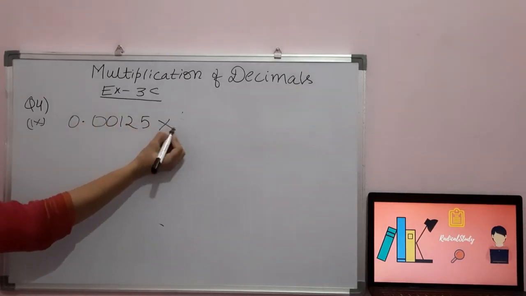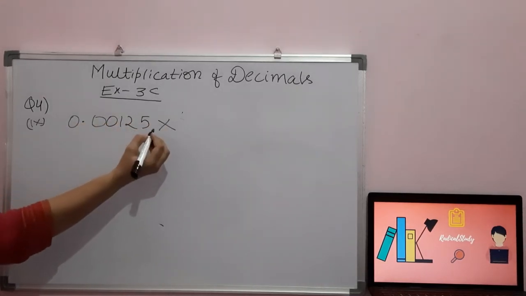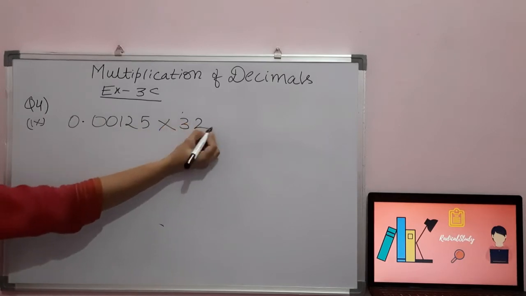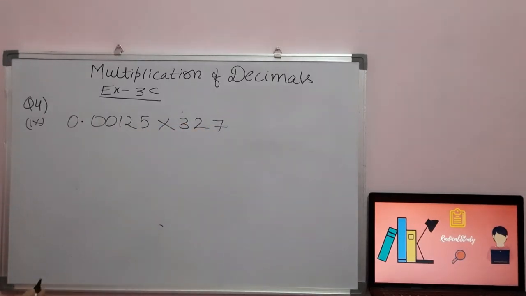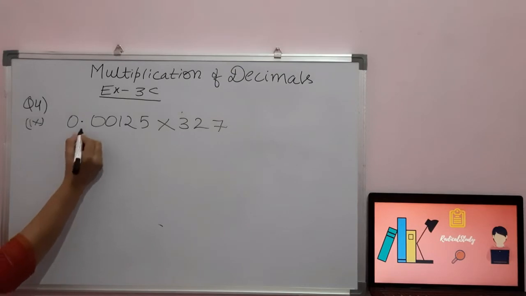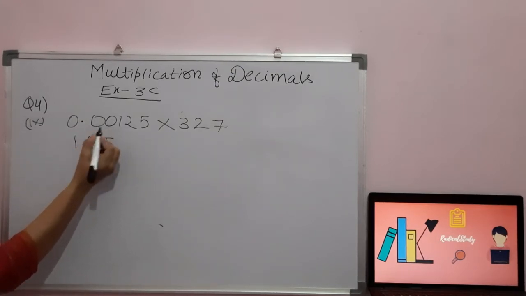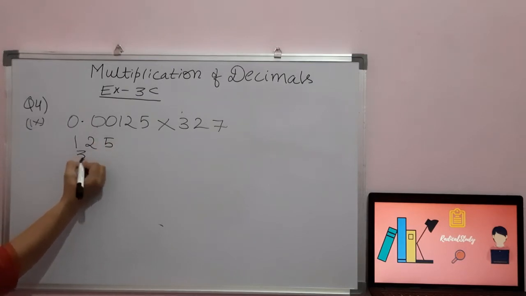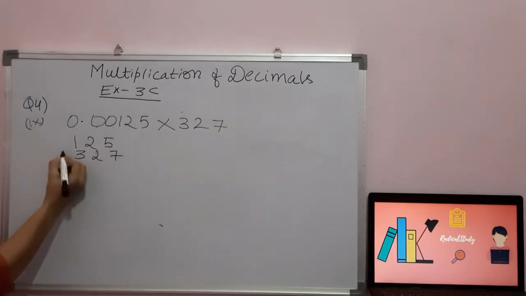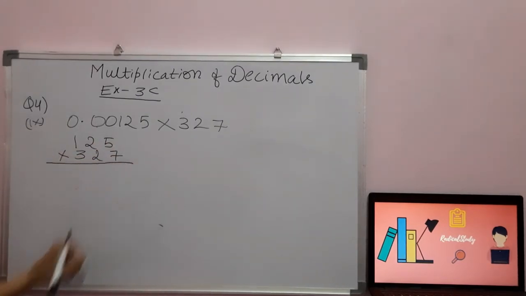So 0.00125 multiplied by 327. Right students? Now the step 1 is remove the decimal point and write the number. अब इन दोनों जीरो को लिखने का कोई मतलब नहीं है. We have removed the decimal point. Now I am going to multiply it for you.